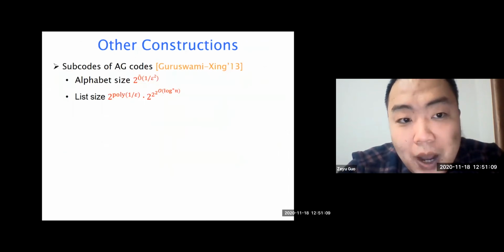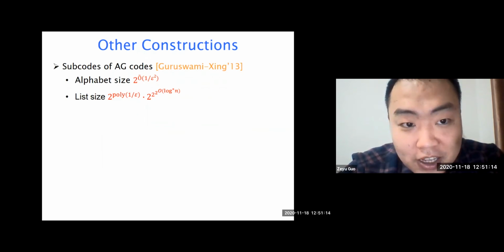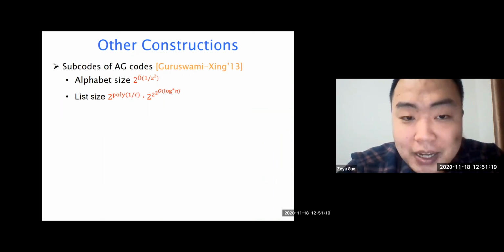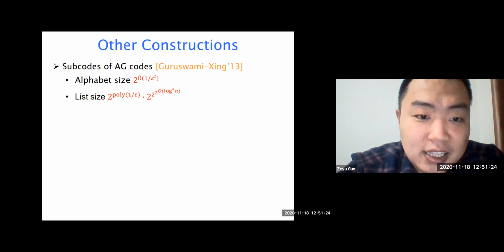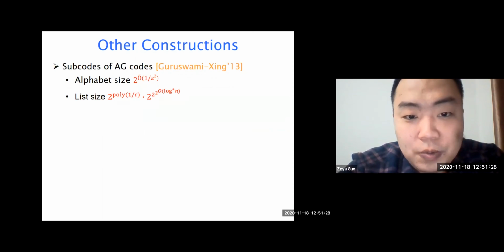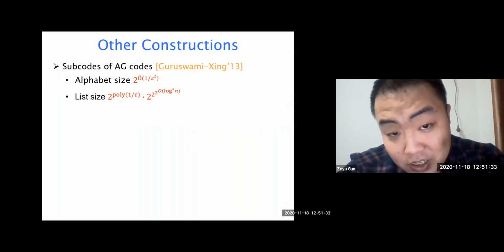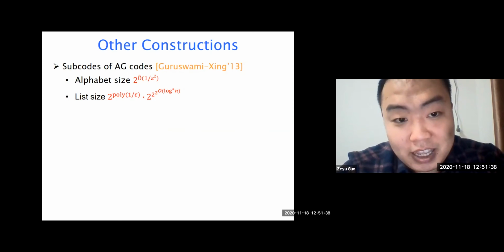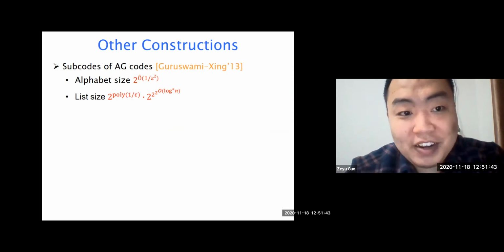So one construction, given by Guruswami and Xing in 2013, is a subcode of an algebraic geometry code. It has alphabet size 2 to the tilde O of 1 over epsilon square, and the list size is singly exponential in 1 over epsilon times triple exponential in log n star. Because log n star grows very slowly in n, this one is slightly super constant in n, but it's still super constant. And actually, our work depends heavily on this one.